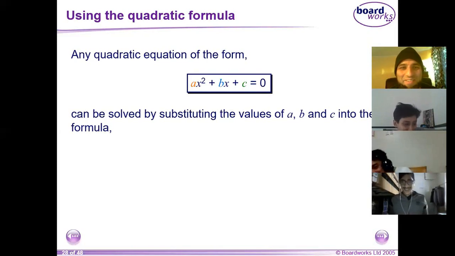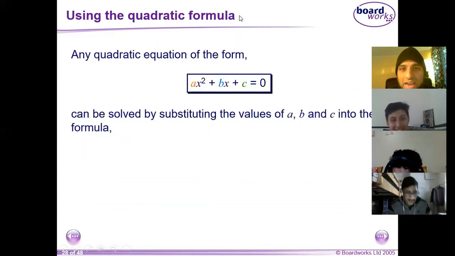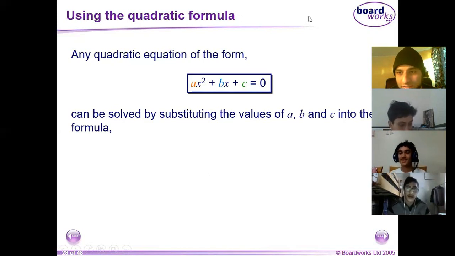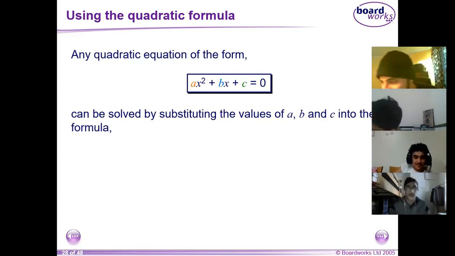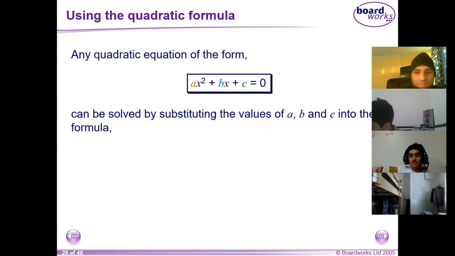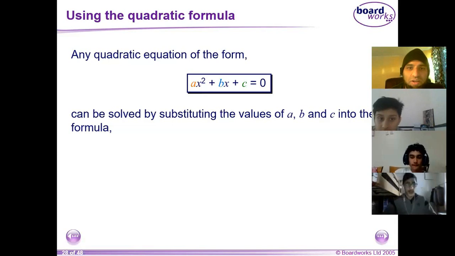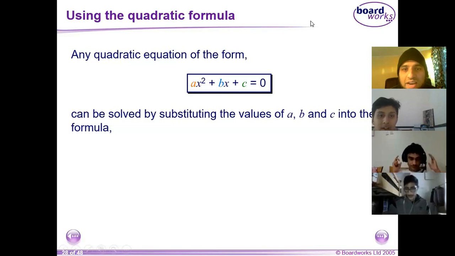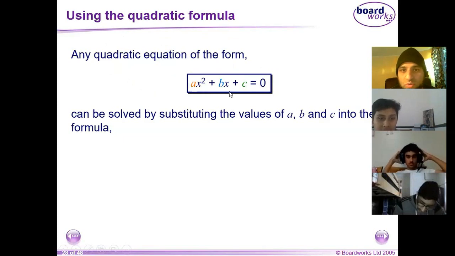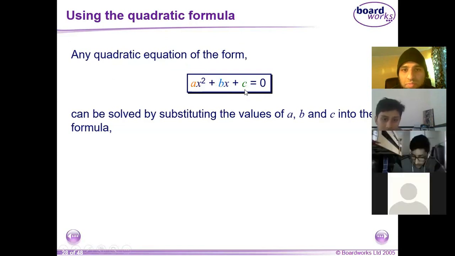I want you to copy this title down: using the quadratic formula, but add to it, using the quadratic formula with graphs. We're going to add our last bit onto graphs and we'll be ready to do exam questions next week, hopefully. Underneath you can write this: any quadratic equation is of the form ax squared plus bx plus c equals 0.